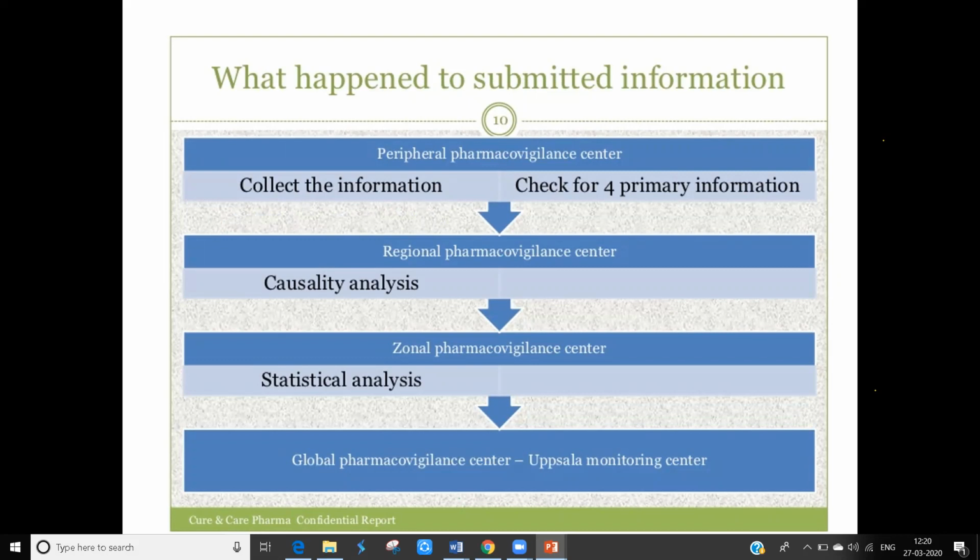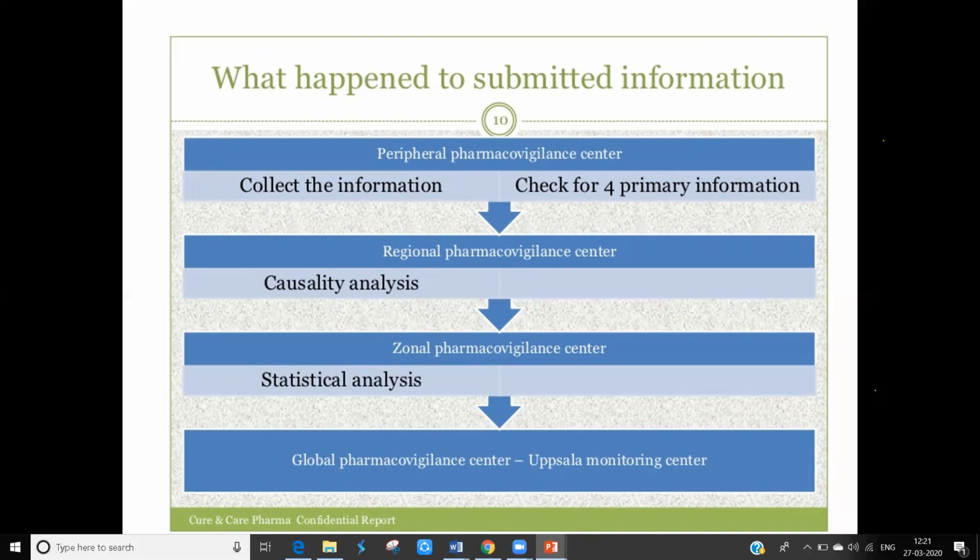When you submit the adverse drug reactions, what happens to the submitted information? As I told, there is a peripheral pharmacovigilance center, regional, zonal, and also the global pharmacovigilance center, the Uppsala Monitoring Center. Usually the peripheral pharmacovigilance center collects the information and checks for four primary pieces of information. For any adverse drug reaction, there should be a patient. The patient should exist, because the patient should consume the drug.